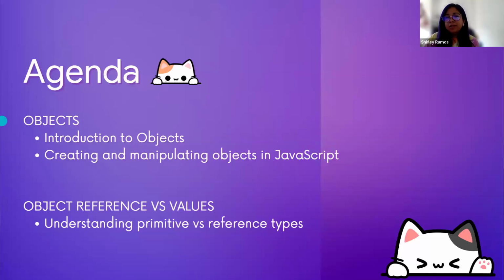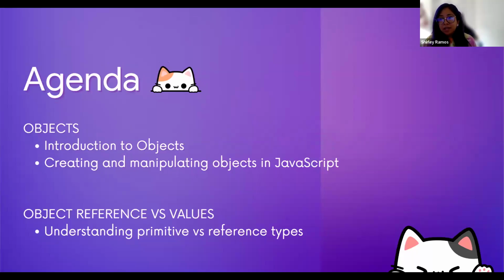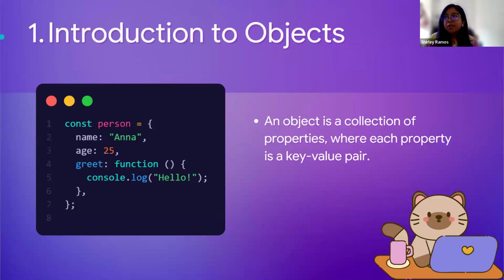Okay, so the agenda will be: we will see objects, do some introduction to objects, creating and manipulating objects in JavaScript, and then object reference versus values. We will see primitive versus reference types. So let's talk about objects.